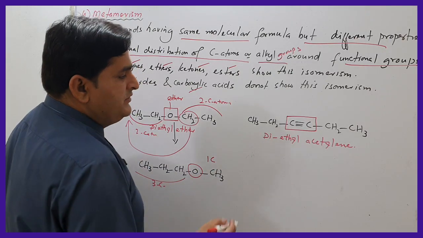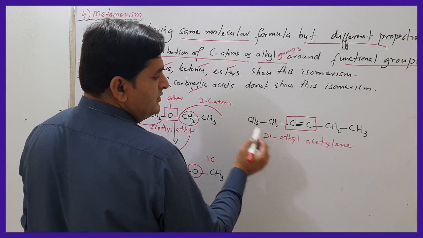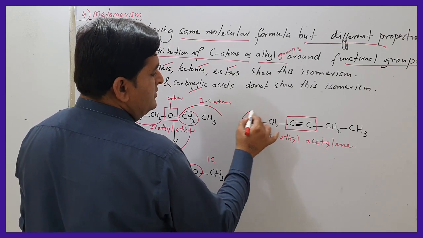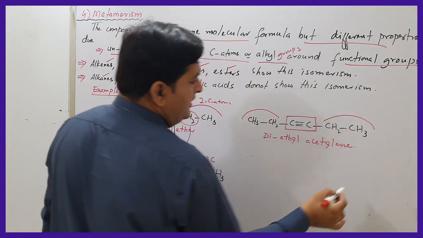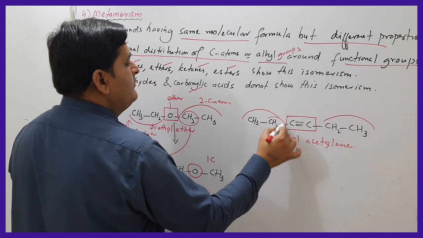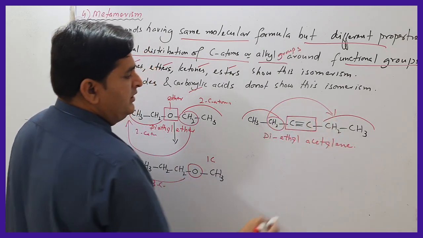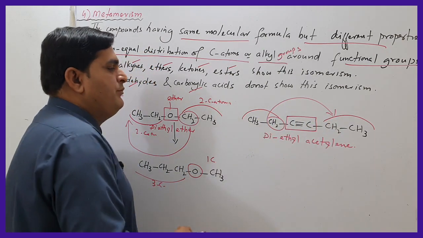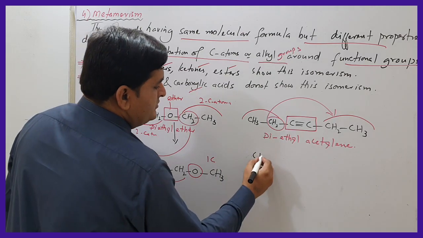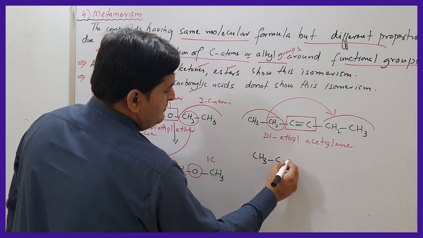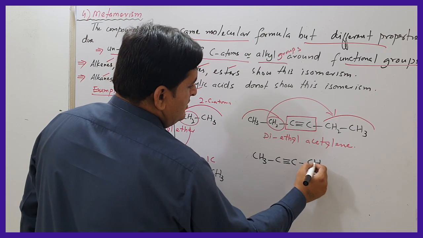In alkynes, say this is diethyl acetylene. So this is one ethyl, this is another ethyl. Now we skip 1 methylene group from here to there. So it becomes CH3, C triple bond C, CH2.